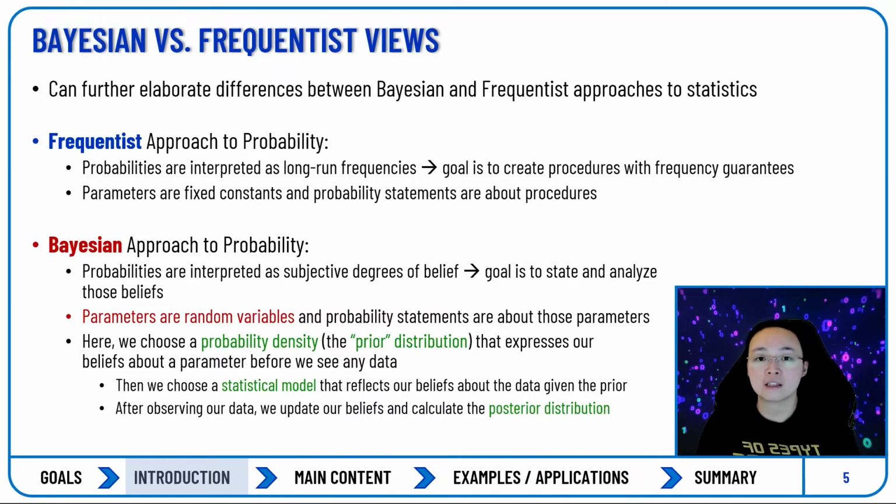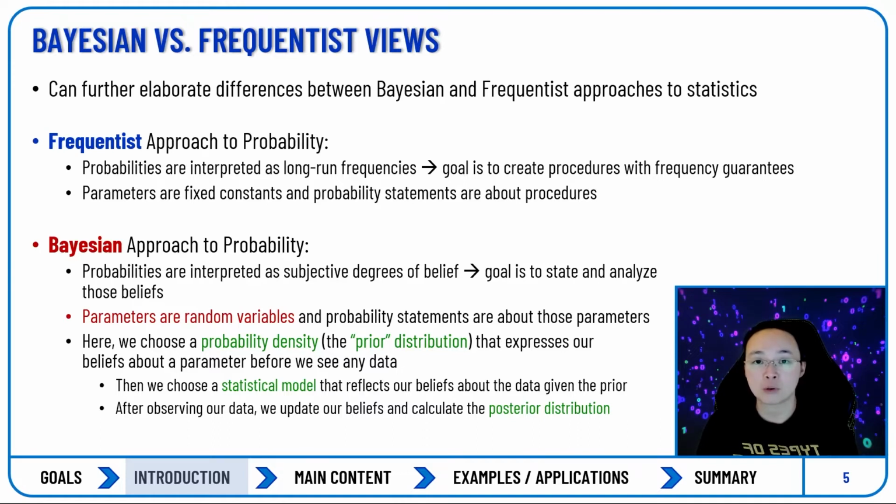Before we get to that, I want to go back to the Bayesian versus frequentist views of probability. The frequentist approach to probability allows us to interpret probability as a long-run frequency. So the goal is to create procedures with some guarantee of frequency. So parameters are going to be fixed constants, and the probability statements are usually about procedures so that you can fix something every time you do it.